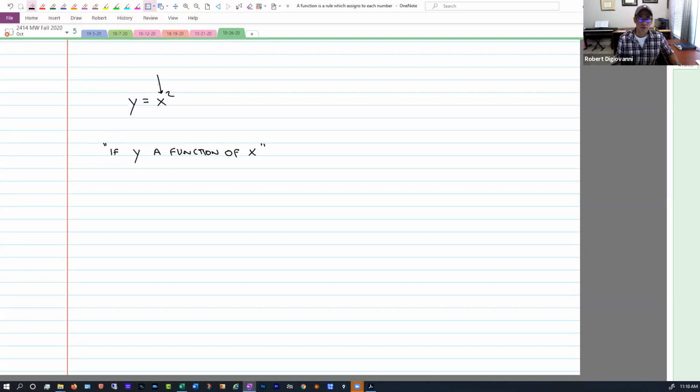No. Just plug in a number, 2. Okay, 2 squared is 4. That's one output. Plug in the number 0. 0 squared is 0. You get one output. Plug in any number you want, square it. It's going to be one answer, right? Make sense? So this is a function of x. Yes, y is a function of x.